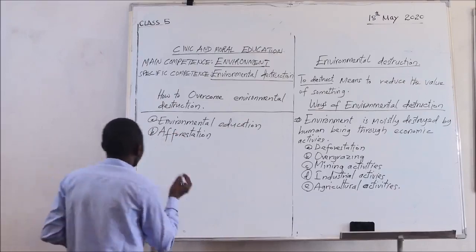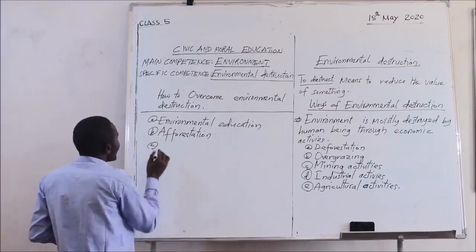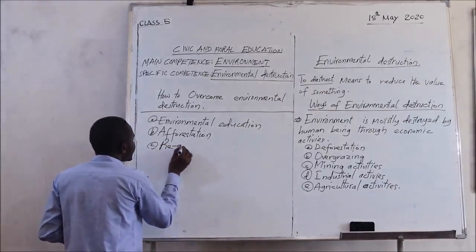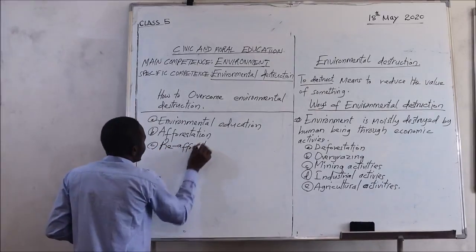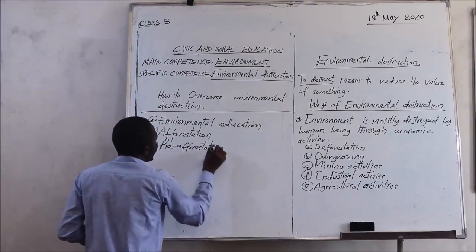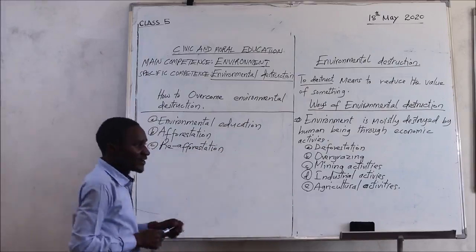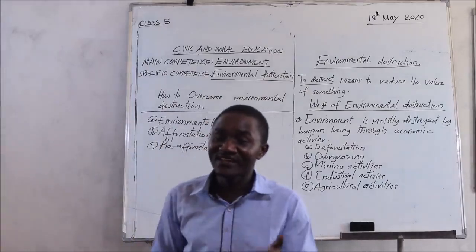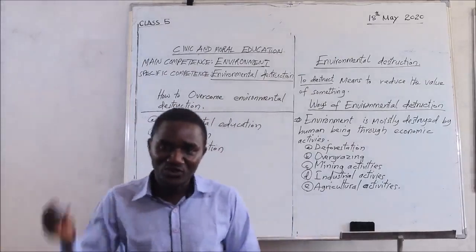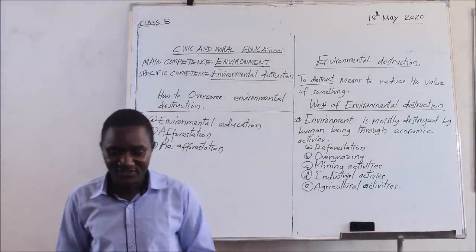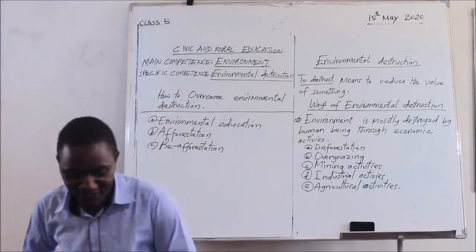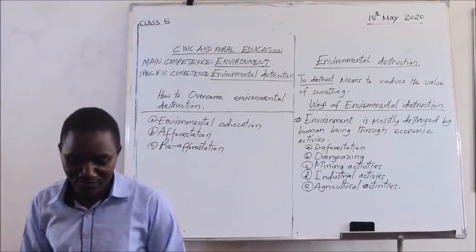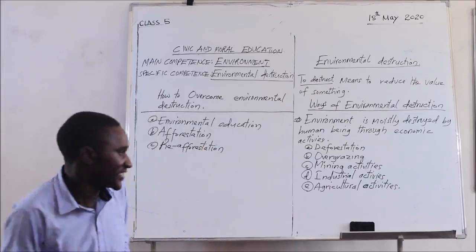Another way of solving this problem is reforestation. What does it mean? Reforestation means that when you cut down trees, you are supposed to plant other trees. You make a replacement. You cut a tree, then you plant other trees. That is what is called reforestation. This is also the best way of overcoming this problem of environmental destruction.